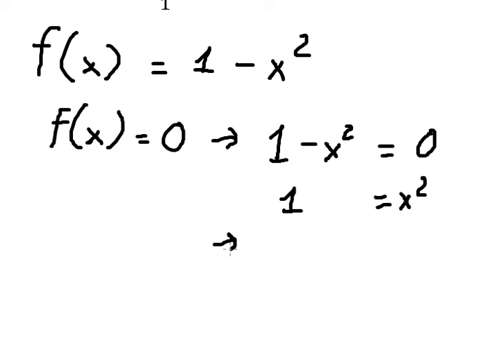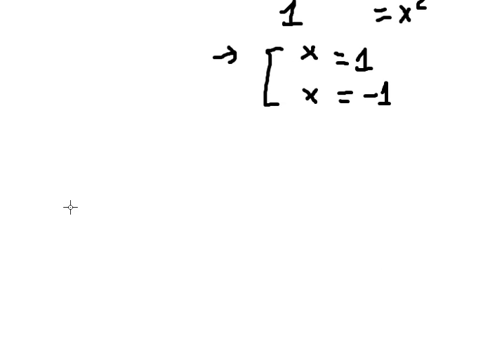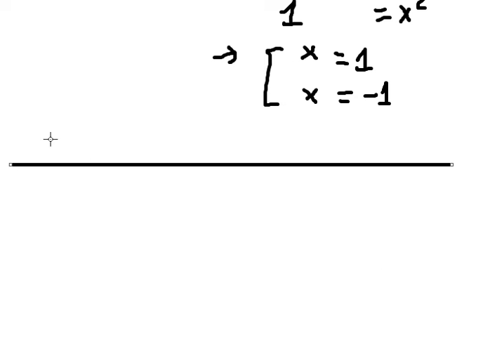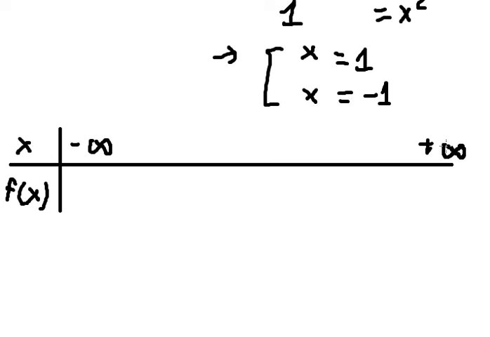And now we can take the square root of both sides. And we have s equals 1 and s equals negative 1. Now we need to make the table. So negative 1 and positive 1, they are the solutions in here.